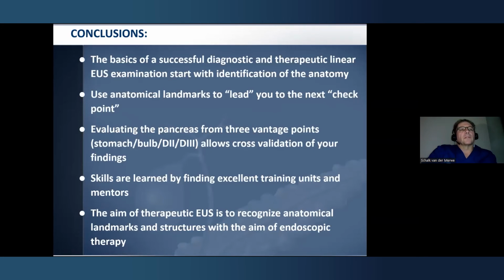I think it's important that if you want to learn these skills, that you find an excellent training unit and mentors that will train you in these skills. And finally, I think the aim of therapeutic EUS is to recognize the anatomical landmarks and structures with the aim of providing endoscopic therapy. And this, again, needs specific training, because it also requires you to identify the right anatomical structures in which these therapeutic procedures will be performed.